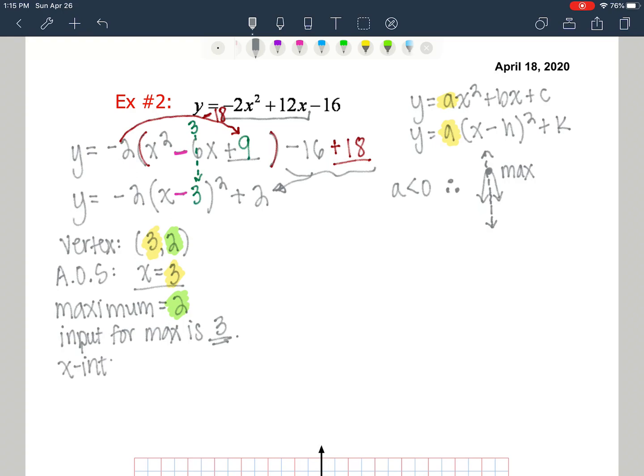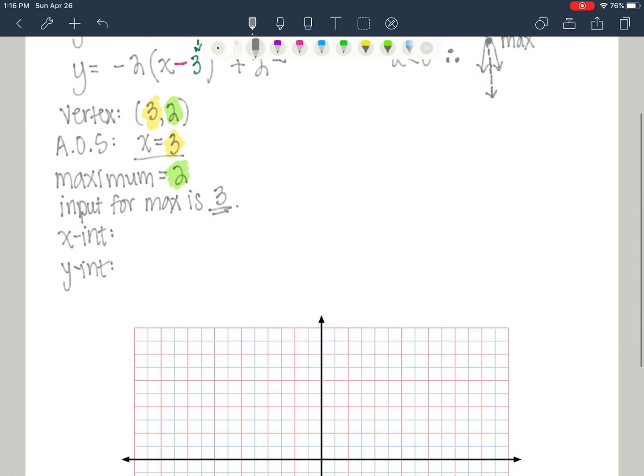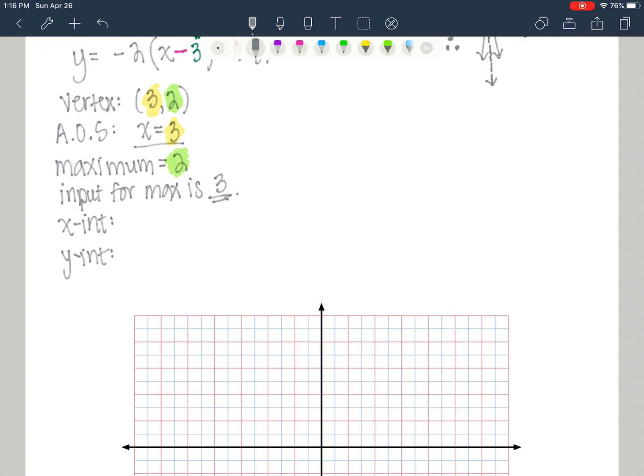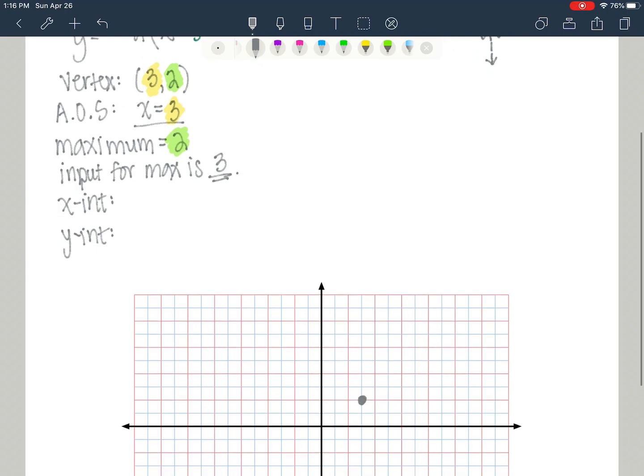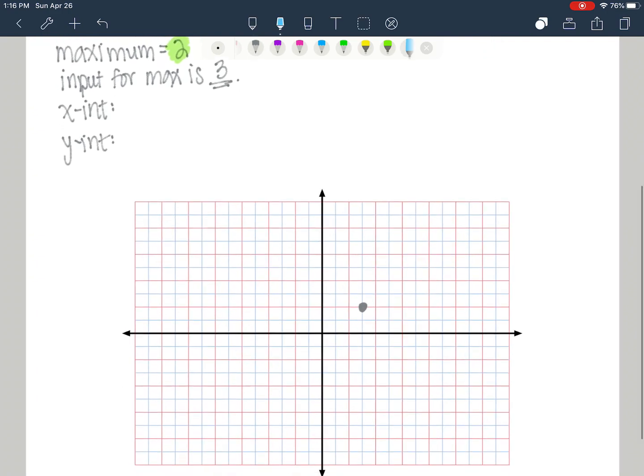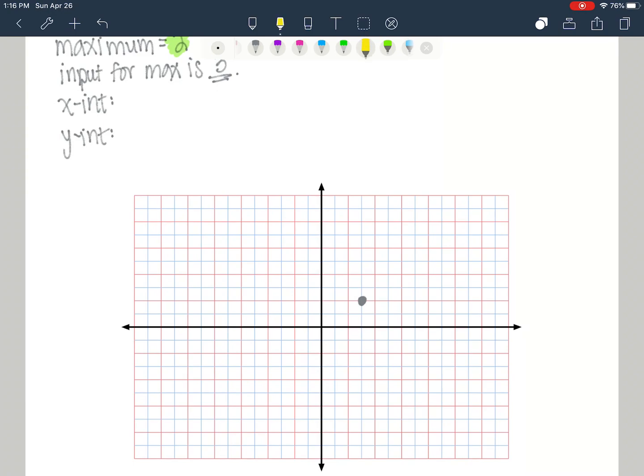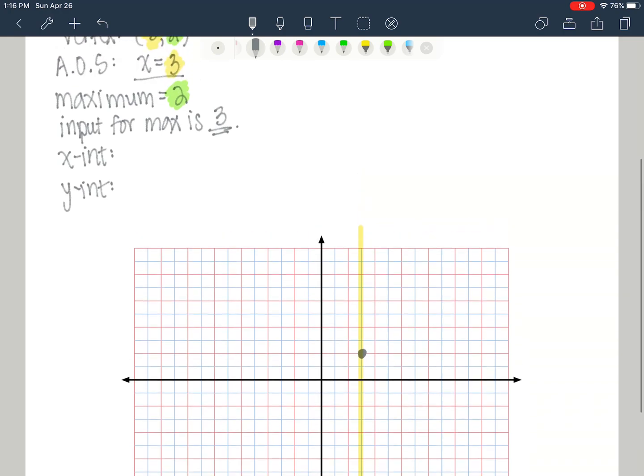We're going to try and find x-intercepts, and we're going to try and find y-intercepts. So the first thing I do is I start plotting this just so that I can rule out whether or not we have x-intercepts and y-intercepts. So I'm going to plot out the vertex, right 3 up 2. Then I'm going to draw my axis of symmetry. That is a vertical imaginary line that goes right through the vertex. And this indeed is going to be opening down, which means it is going to cross through the x-axis twice.